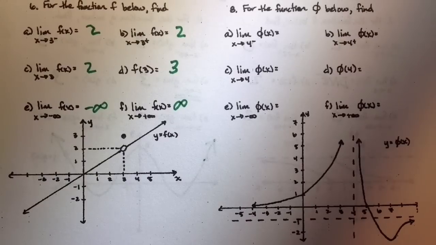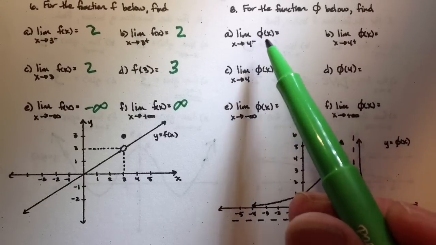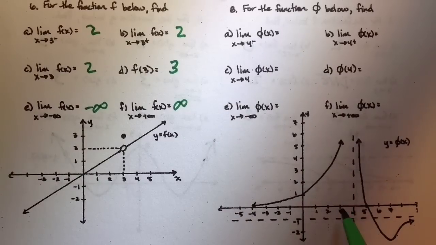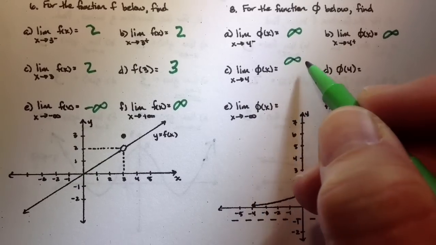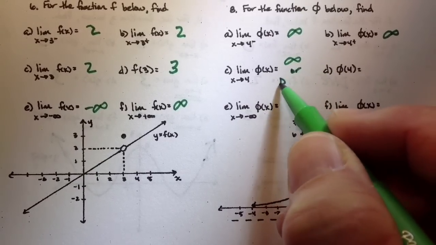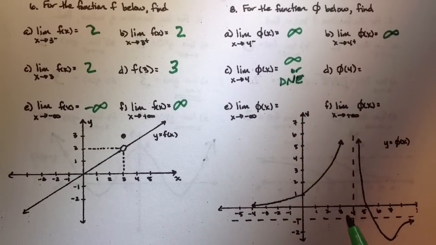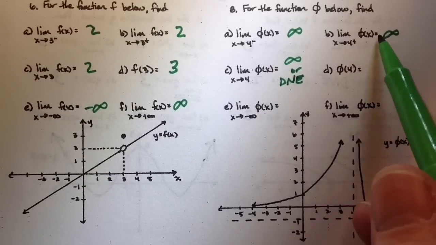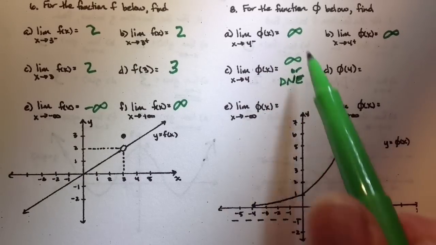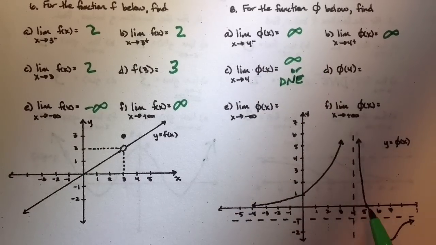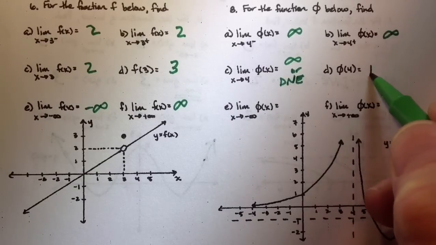Let's see here. Another phi of x. As x approaches 4 from the left, we get positive infinity. 4 from the right, also positive infinity. Now, some textbooks would say positive infinity here. Some textbooks would say d and e. You can do either one. Doesn't matter, as long as you know that from the right of 4, the y values are going towards positive infinity, and from the left of 4, also positive infinity. Phi of 4, you can see there's no dot on that vertical asymptote, so we would say d and e for sure.